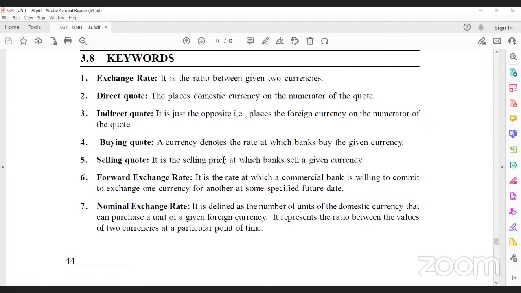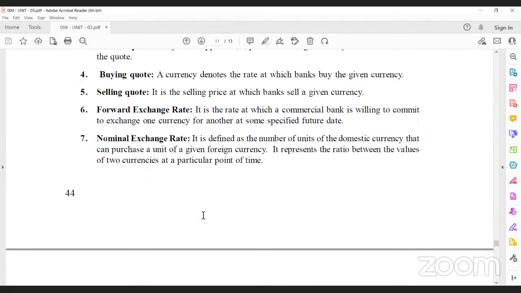We have forward exchange rate. Now, what is forward exchange rate? It is a rate at which a commercial bank is willing to commit to exchange one currency for another at some specified future date. It is a commitment made by the commercial bank that on so and so date, at so and so price, the currency will be exchanged. That is referred to as forward exchange rate.